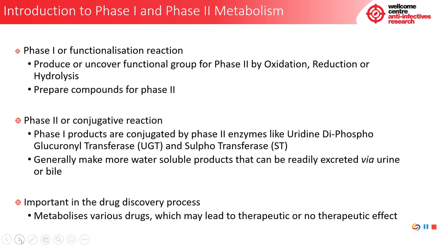Introduction to Phase 1 and Phase 2 Metabolism. Phase 1, or functionalization reaction, exists to produce or uncover a functional group for Phase 2 by oxidation, reduction, or hydrolysis. It prepares the compound for Phase 2. Phase 2, or conjugative reaction, takes Phase 1 products and conjugates them using Phase 2 enzymes like uridine diphosphoglucuronyl transferase, UGT, and sulfotransferase. They generally make the compound more water soluble and so it can be readily excreted via the urine or bile.